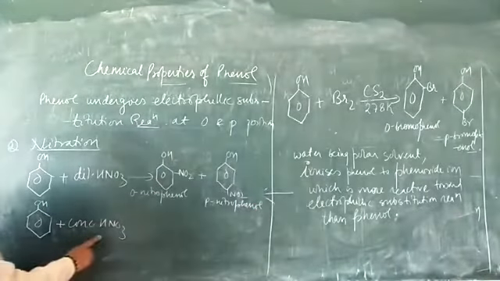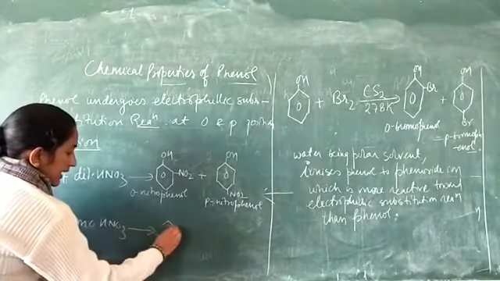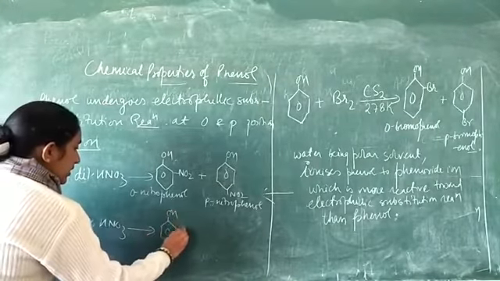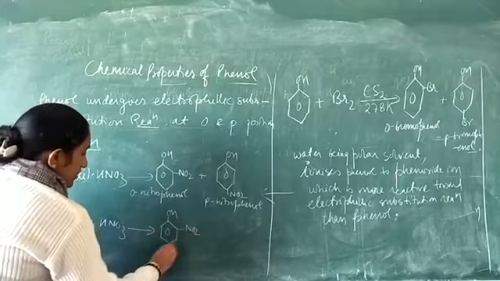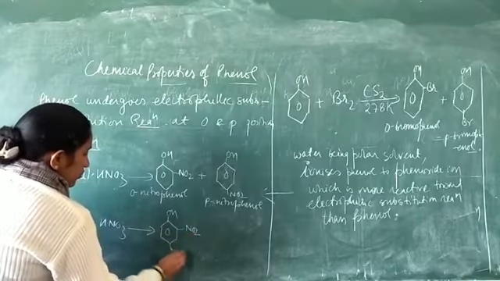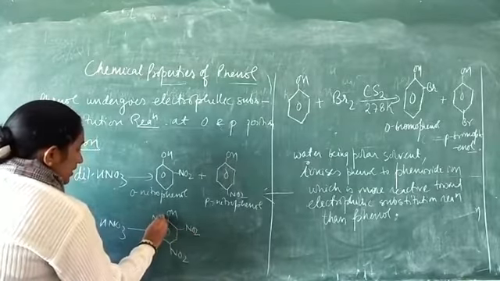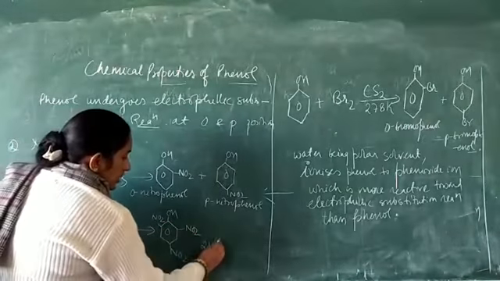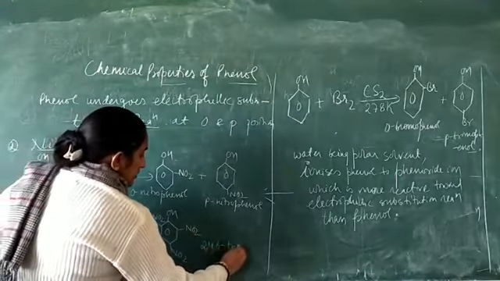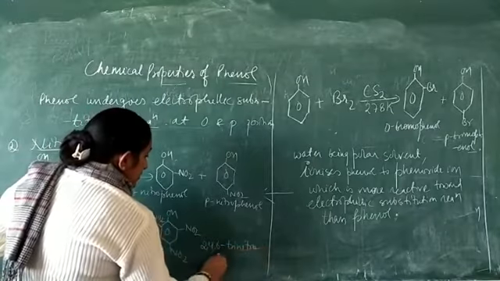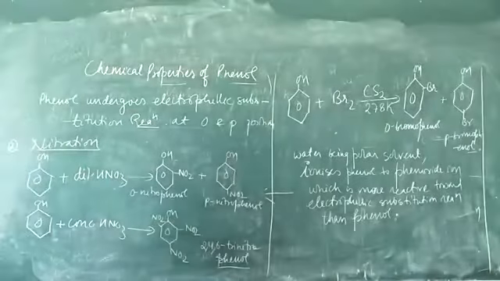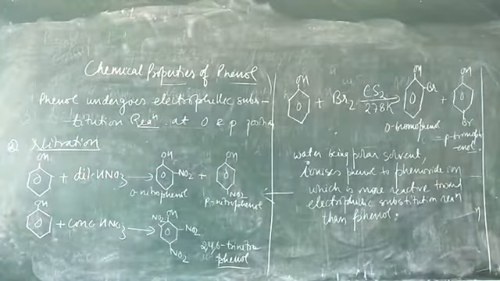Right, and when it is concentrated nitric acid, student, that time we get the tri-substituted product, that is 2,4,6 trinitrophenol. So it is 2,4,6 trinitrophenol. Right? This is the product which has been obtained.